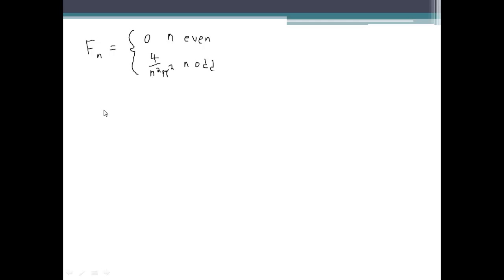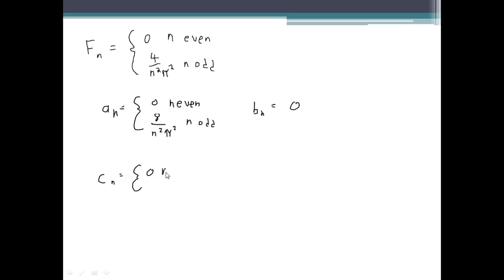So our final answer for a of n is just going to be 0 for n even, and 8 over n squared pi squared for n odd. Now our b sub n for both these cases is just going to be 0. So we can just say b sub n is 0. Now our c of n is going to be just like a of n. It's going to be 0 for n even, and 8 over n squared pi squared for n odd. And just like b sub n, our theta sub n is going to be 0 in both cases.